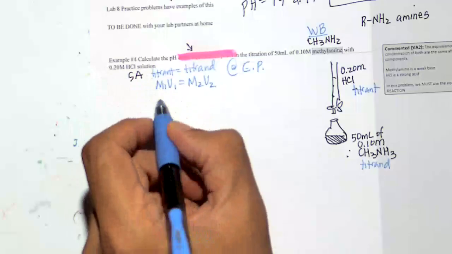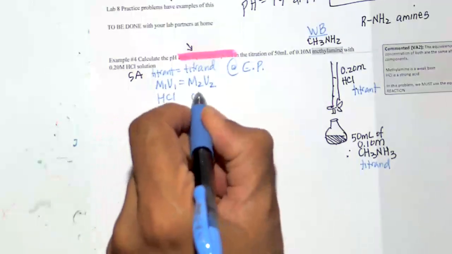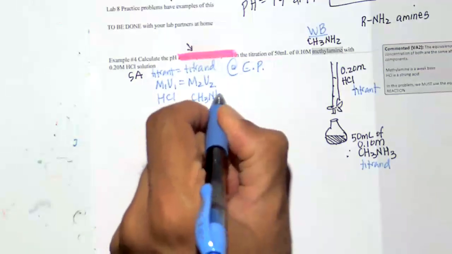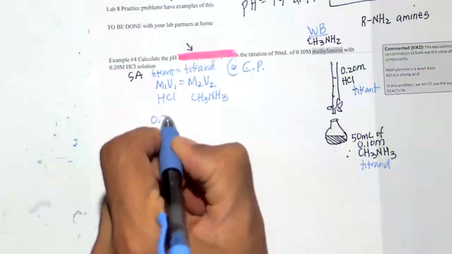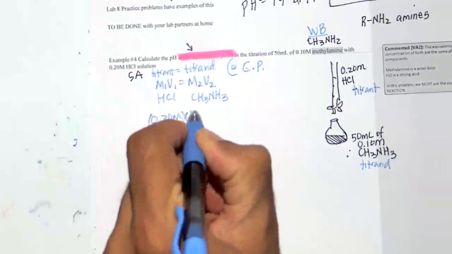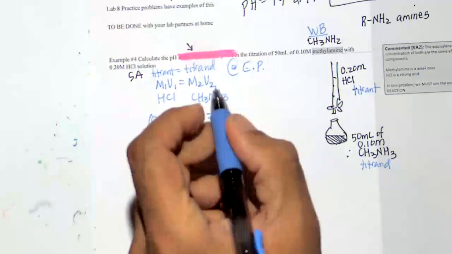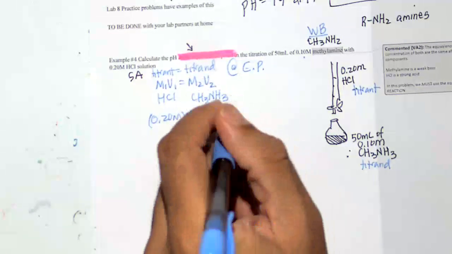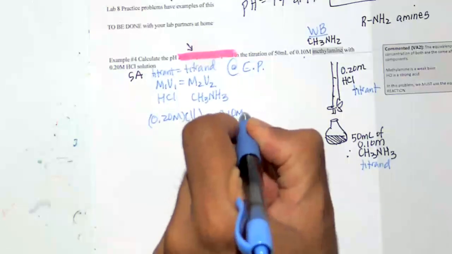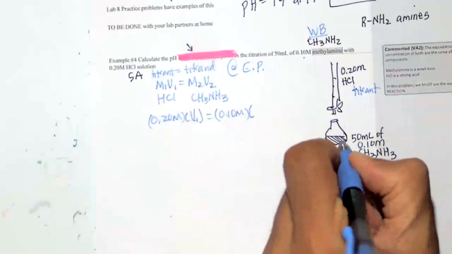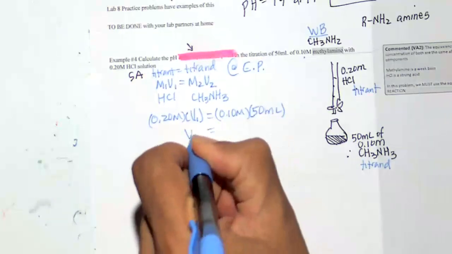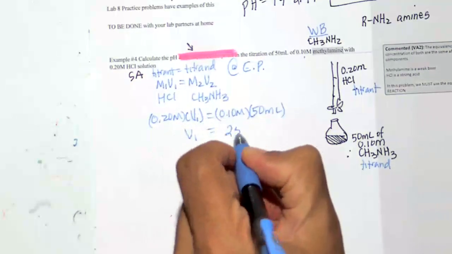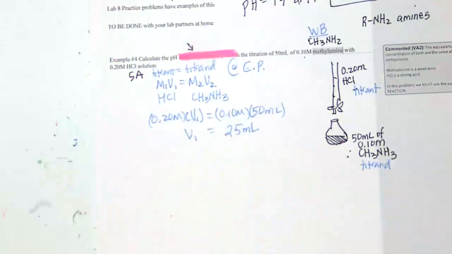So we have M1 of HCl. We'll do this with methylamine. HCl has a molarity of 0.2 molar, and we have a volume that we want to figure out. The molarity of the weak base is 0.1 molar, and we have a volume sitting in the flask of 50 mL. What do we get for V1? I can do this in my head. It's 25 mL.